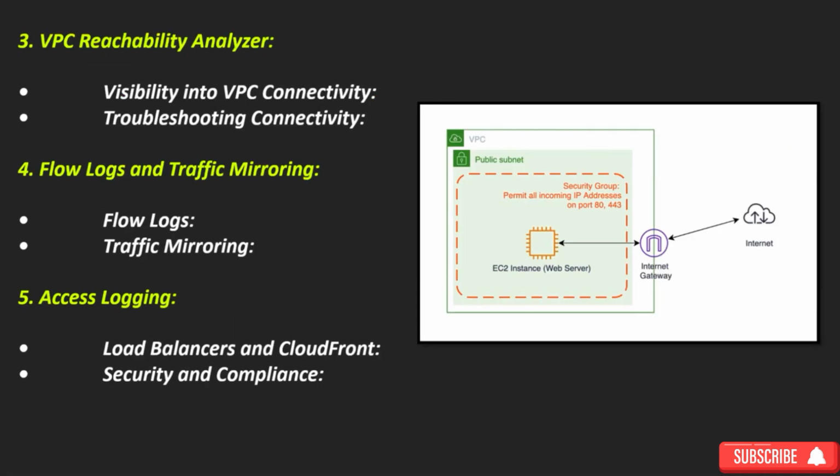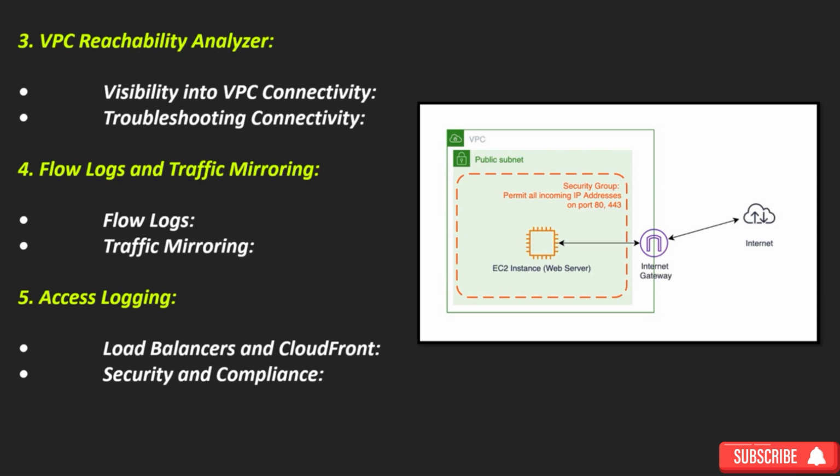So what about the VPC Reachability Analyzer? For visibility into VPC connectivity, this feature allows you to analyze the reachability between resources within your virtual private cloud. The shortcode is VPC. And for troubleshooting connectivity, we also need to focus, because you can identify and resolve connectivity issues with ease.